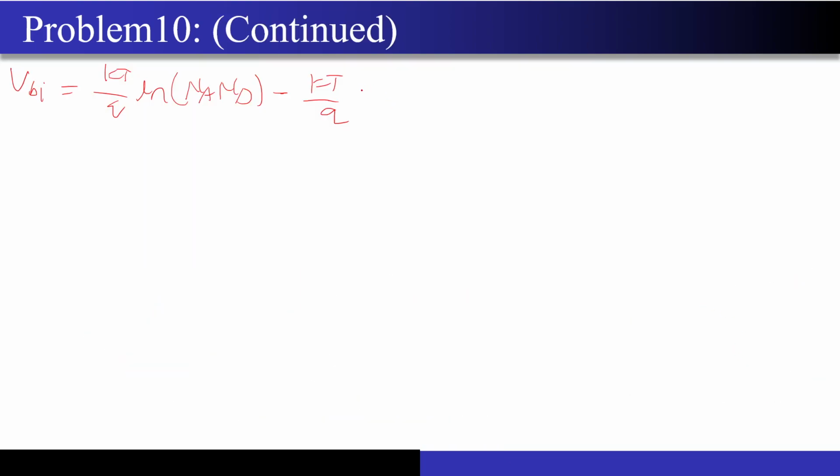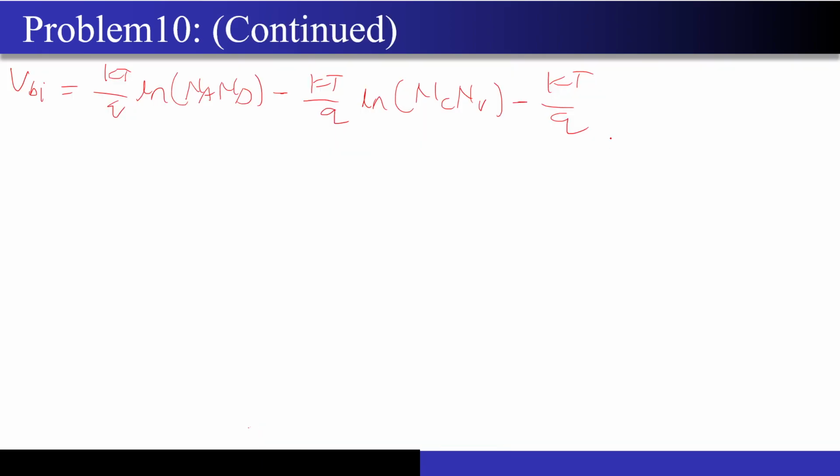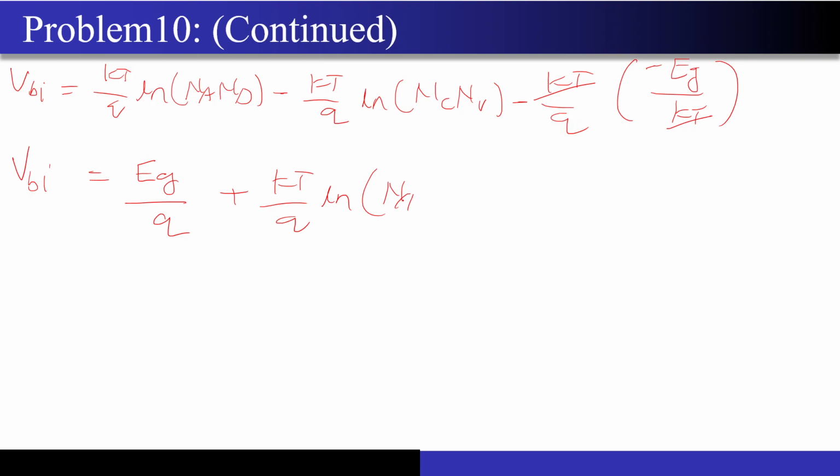So now this kT by q ln of Nc Nv minus kT by q, right? We have an exponential and we have a log, so this exponential and log will cancel with respect to each other, and we will be just left with minus Eg by kT. Now if I just write it down like this, maybe this kT will cancel, so this will be Eg by q plus kT by q ln of NAND minus kT by q ln of NcNv.